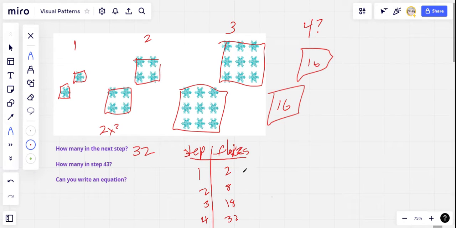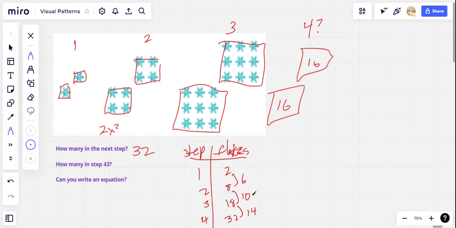Now, the next step we usually do in analyzing a pattern like this is to take the difference between each step. So 8 minus 2 is 6. 18 minus 8 is 10. And 32 minus 18 is 14. Well, that's interesting. So it's a different number each step. That means this is not a linear pattern. So maybe our initial hunch is right.